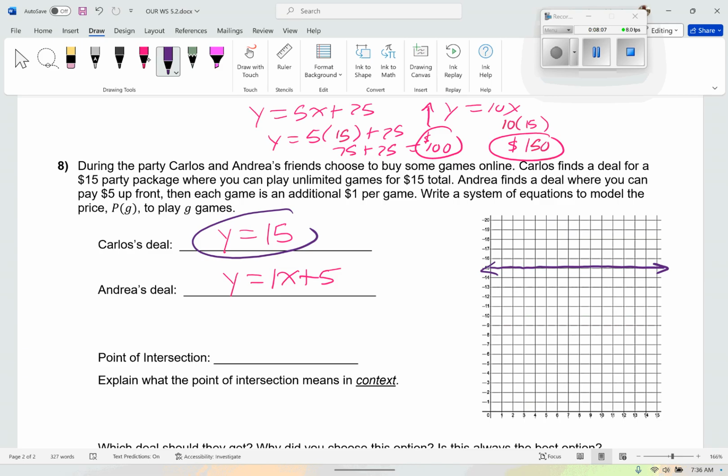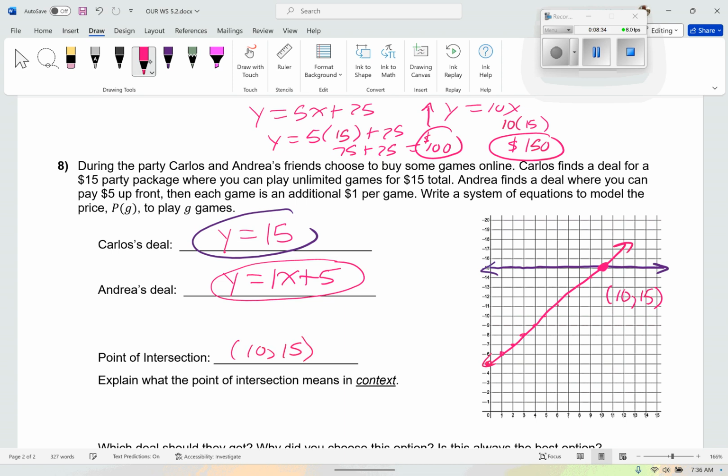The other one, we're at 5. So I'm going to go up 1, right 1, up 1, right 1, up 1, right 1, up 1, right 1. Keeps going just like this. So that right there appears to be where it crosses at 10, 15. So the point of intersection is 10, 15.